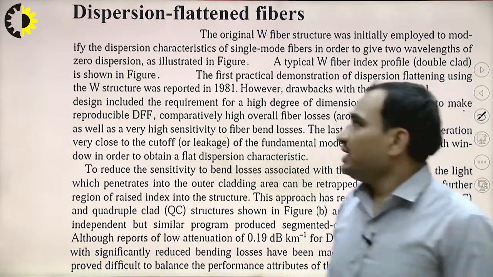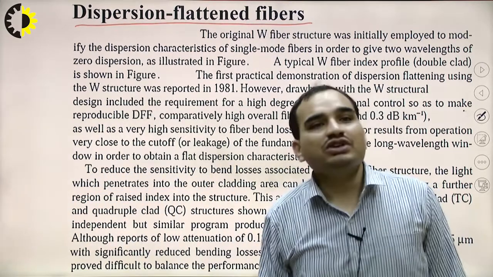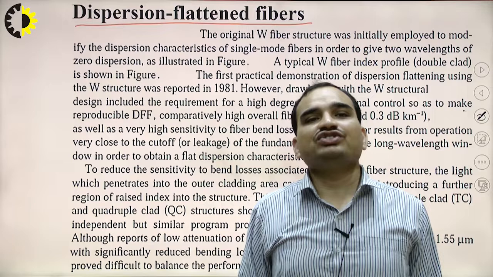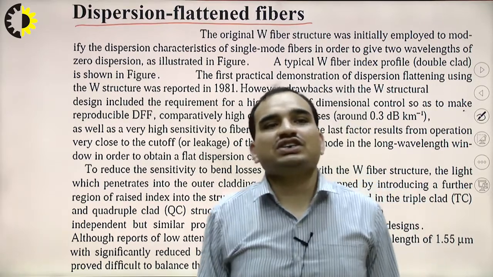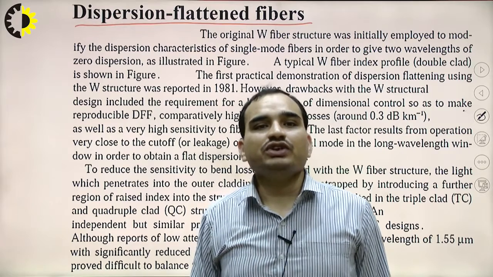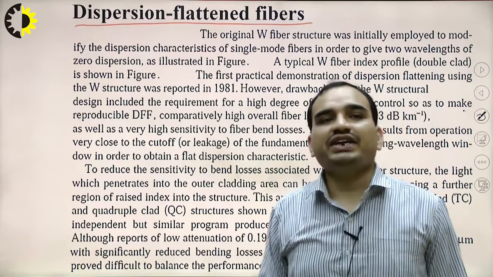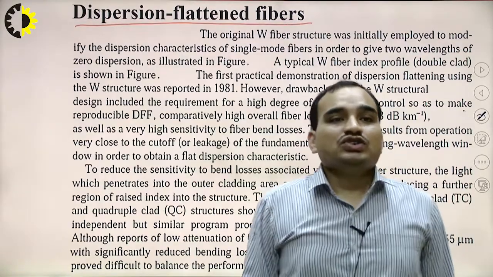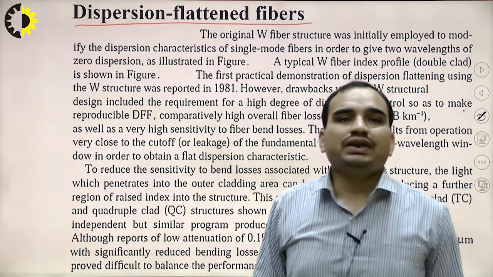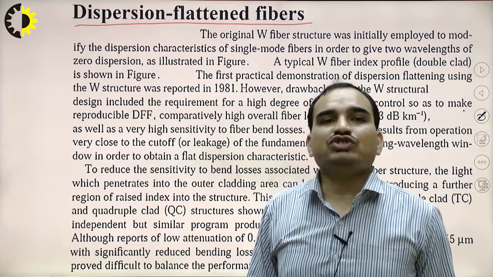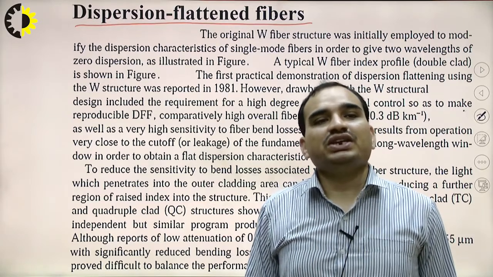So now let's discuss the dispersion flattened fiber. What is the dispersion flattened fiber? The original W fiber structures were initially employed to modify the dispersion characteristics of single mode fiber in order to give two wavelengths of zero dispersion, as we have seen in the figure in the previous slide. As you can see here, a typical W fiber index profile, that is a double clad. The first practical demonstration of dispersion flattening using the W structure was reported in 1981.